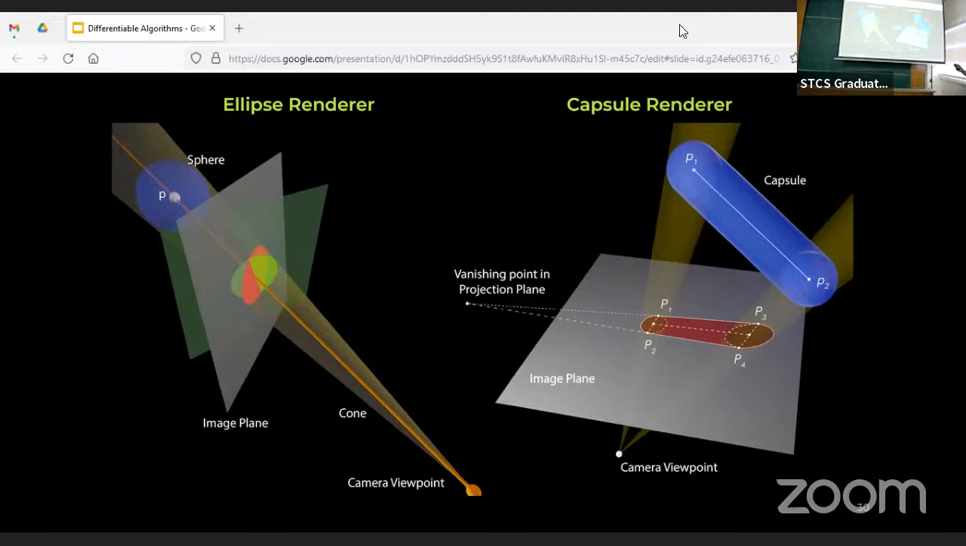In the ellipse renderer, a finite number of points are sampled and the ellipses are computed. And in the capsule renderer, many such shape projections are computed. For the capsule, this is the first ellipse, this is the second ellipse, and this is a quadrilateral. So the entire shape can be taken as the union of these three components. Yes, so it is a piecewise linear approximation of the knot.